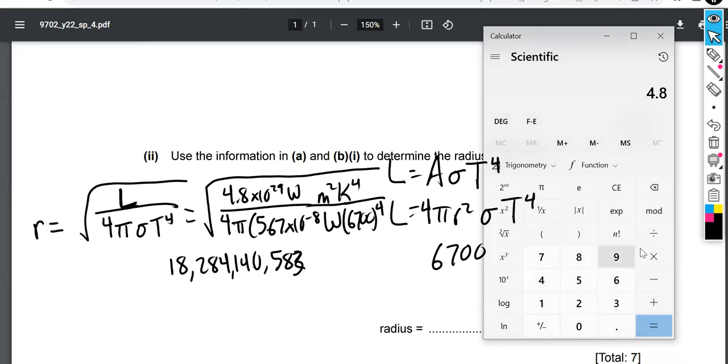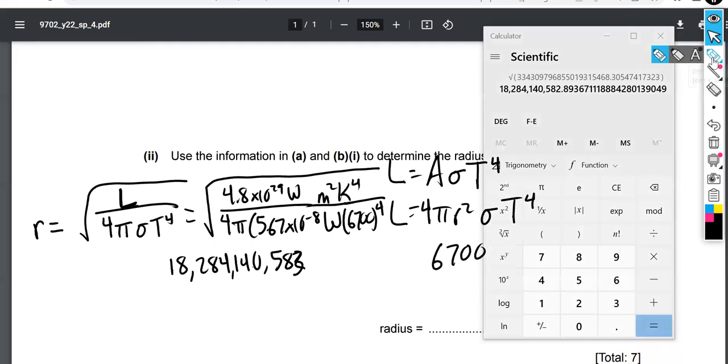I'm going to check it again. 4.8 by 10 to the 29, divided by 4, divided by pi, divided by Stefan Boltzmann constant 5.67 times 10 to the negative 8, divided by 6,700 to the 4th, close parentheses, equals, square root. Yep, so we do get that number. We checked it twice.